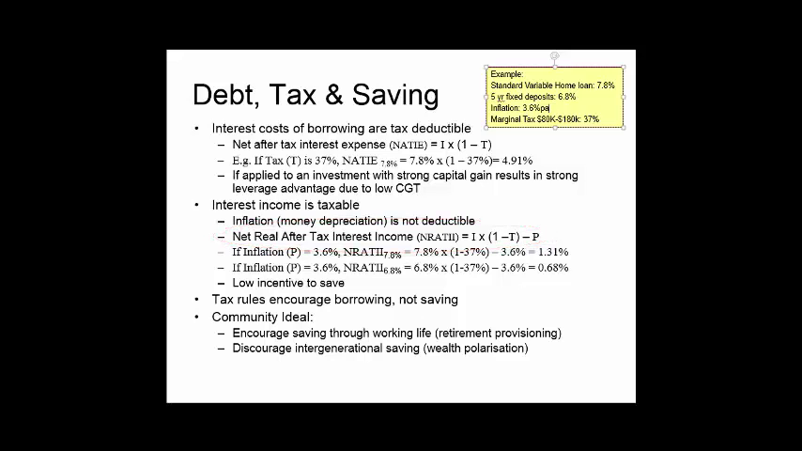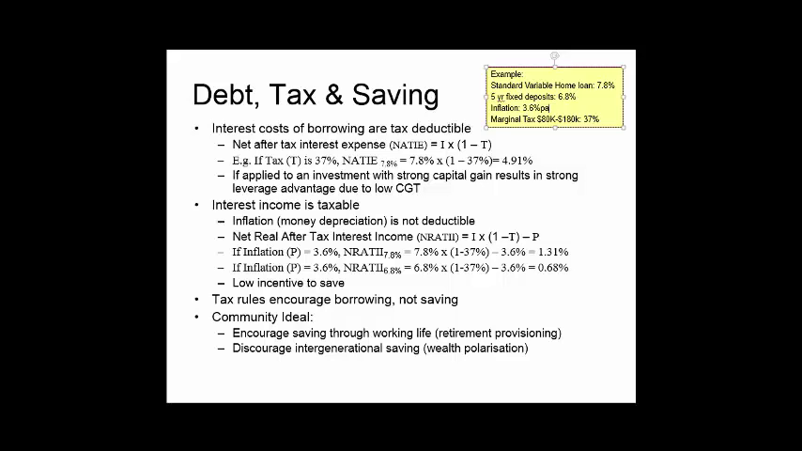In practice, if inflation is running at 3.6%, which it has over the last 12 months, if I am able to lend my money earning the 7.8% of the typical home mortgage interest rate, the real after-tax interest income is only 1.31%. Most lenders are not able to earn the full 7.8% that people pay when they're borrowing for home mortgages.